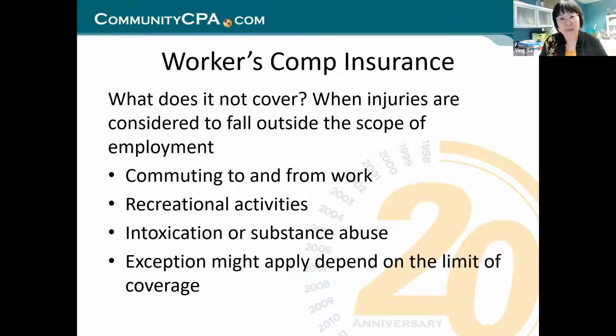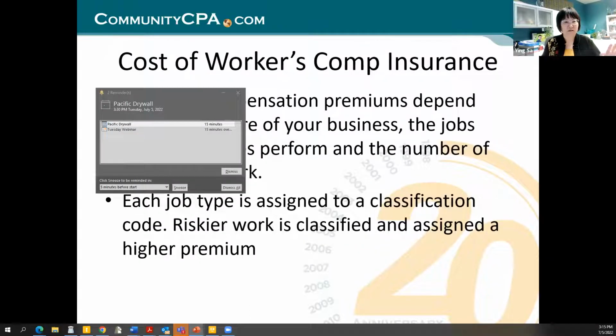And then the claim is that it's the employer's responsibility because it was so stressful, so he had to take some cocaine to get better. Okay, that is not covered by workers' comp. An exception might apply, depending on the limit of the coverage. Workers' comp is really directly related to injury caused by working at the employer's job, right? So that is the clarification in terms of what covers and what doesn't.